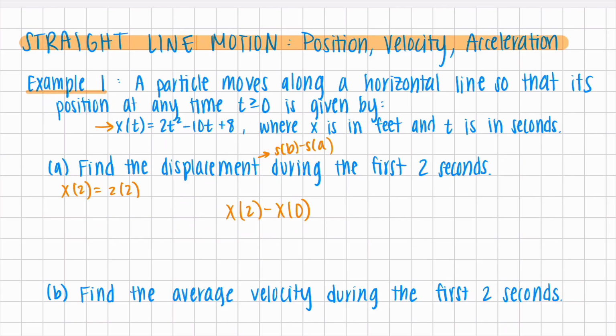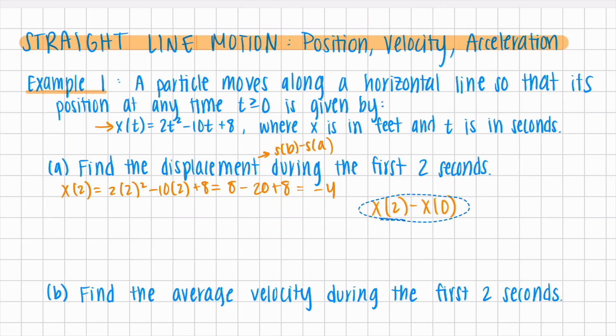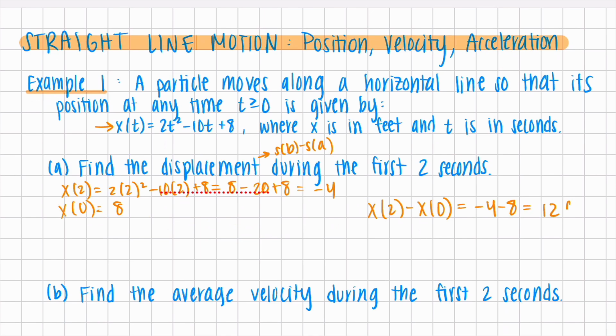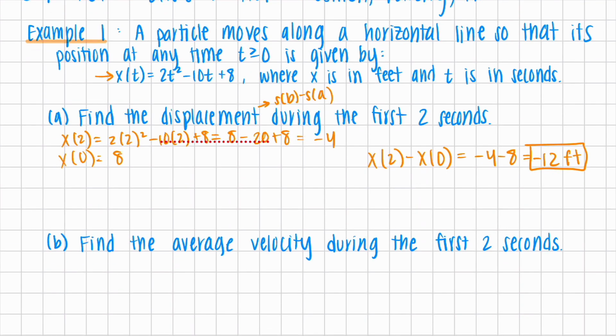And I'm actually going to find each of those first, and then we'll plug in. So let's plug in 2. And I get 8 minus 20 plus 8, which is negative 4. And then let's plug in 0, and I just get 8. So x of 2 minus x of 0 is going to be negative 4 minus 8, which is negative 12 feet. So my change in position is negative 12 feet during the first 2 seconds.